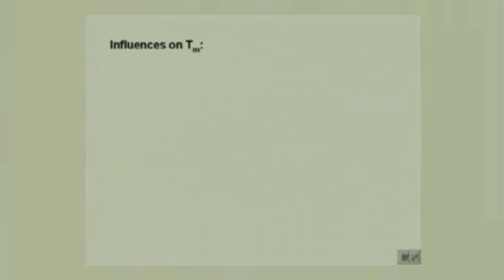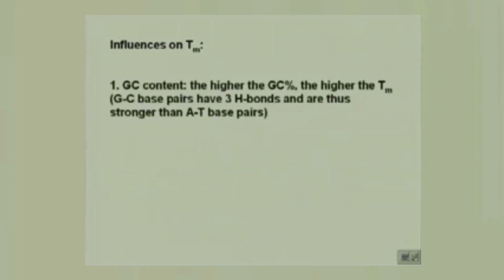So, we have to look at the influences on the melting temperature. The GC content. Now, we know why. Okay? The higher the GC percentage, the higher the Tm, because the GC base pairs have 3 hydrogen bonds and are thus stronger than AT base pairs that have 2 hydrogen bonds. What other factors do you think might be important?